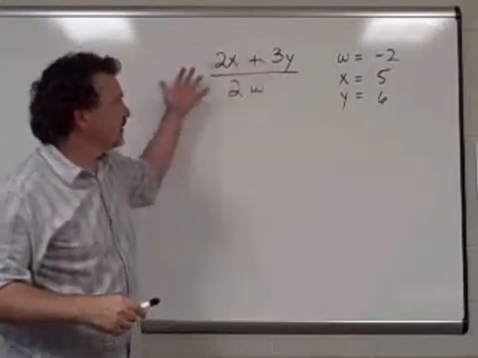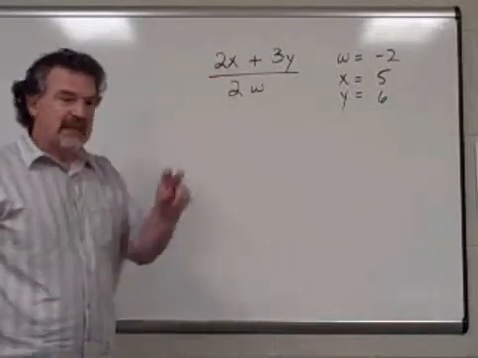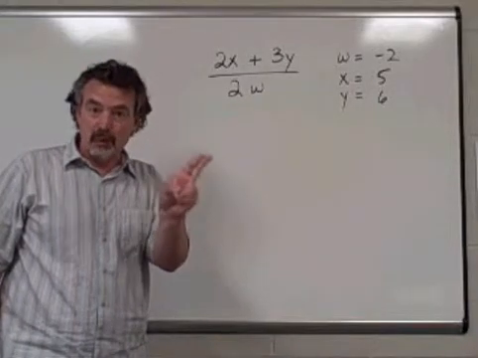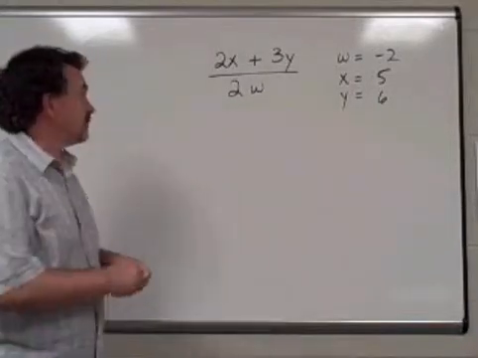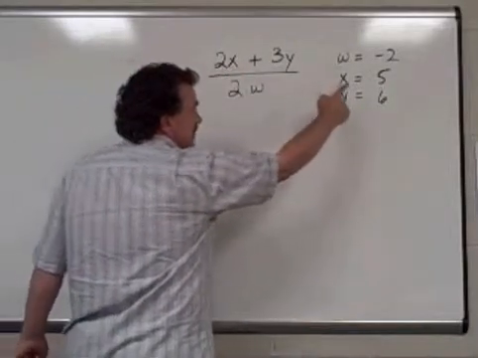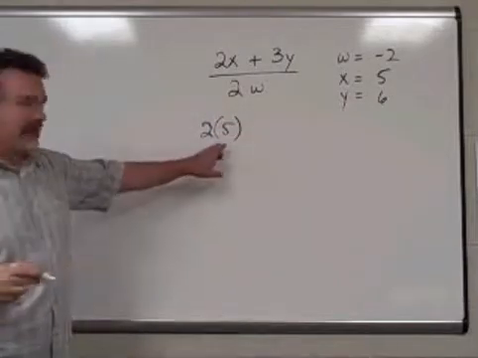So when I start looking at this algebraic expression, the first thing I see is 2x. And remember, when the 2 and the x are written side by side, that means they are multiplying. That's an indicator of multiplication. So I'll need to be multiplying 2 times 5. And I'll write that this way.